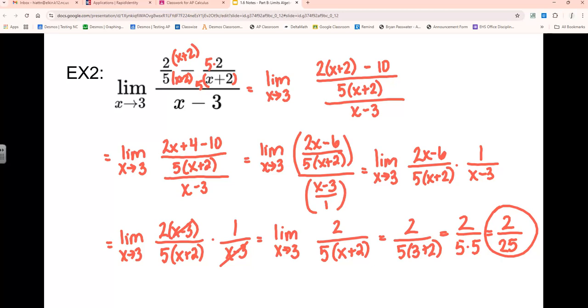Right, yeah, they'll accept that. Well, actually, 12 will probably be wrong. You would just want to leave it as 25 over 2, but they'll take decimal fractions as long as they're correct to 3 decimal places.